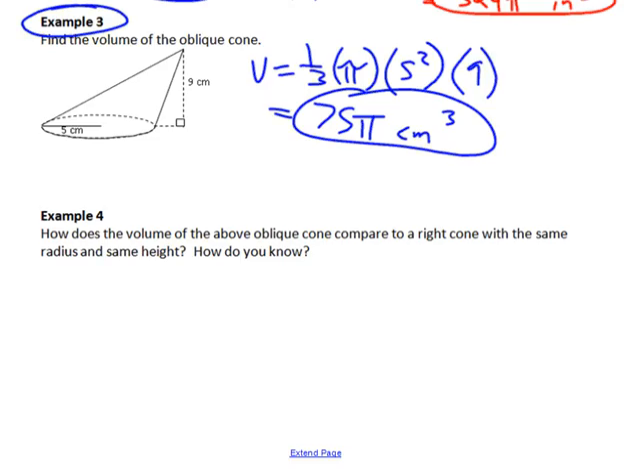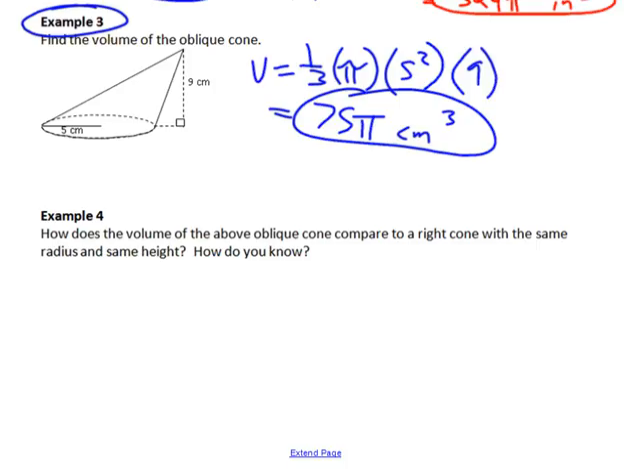Last question right now for cones. How does the volume of the above oblique cone compare to a right cone with the same radius and same height? And how do you know? Well, they're the same. We just talked about it. Cavalieri's principle. They're the same. As long as you have a cone, if we have the height and the radius, it's not going to change, even if it's an oblique cone.